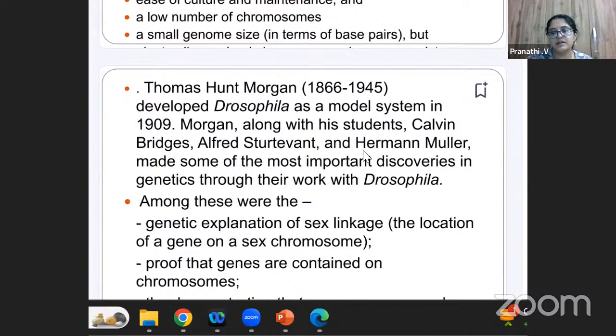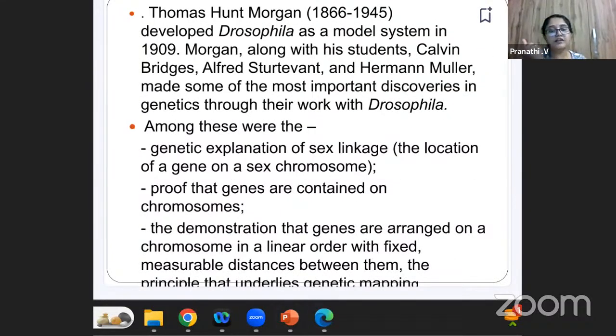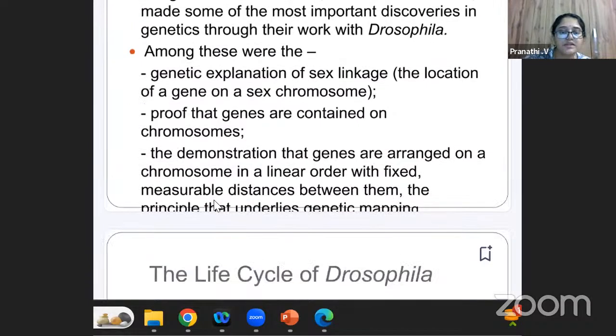Thomas Hunt Morgan, in the year 1909, along with different students, Calvin Bridges, Hermann Muller, all of them studied Drosophila, and through this they could explain sex linkage. Then you have gene balance. Calvin Bridges was one of the scientists, and they could talk about sex linkage, that genes are contained in chromosomes, and demonstrate that genes are arranged in a linear order with a fixed measure between them. All of this could be understood by mapping the Drosophila genome.